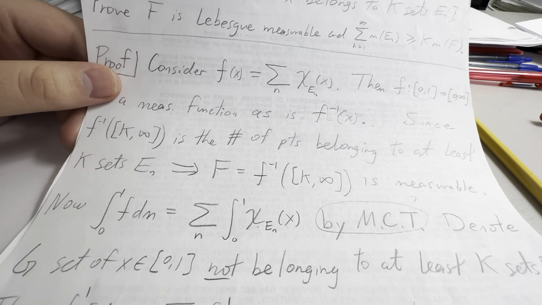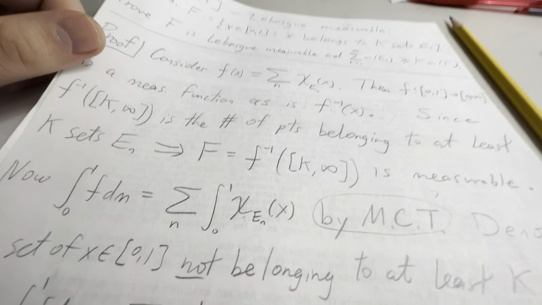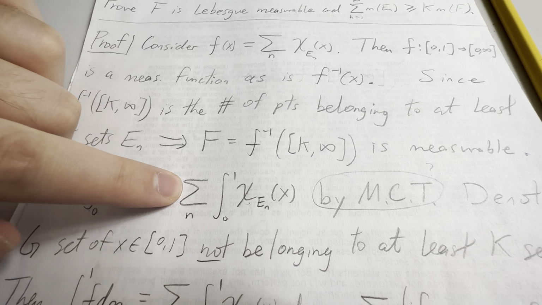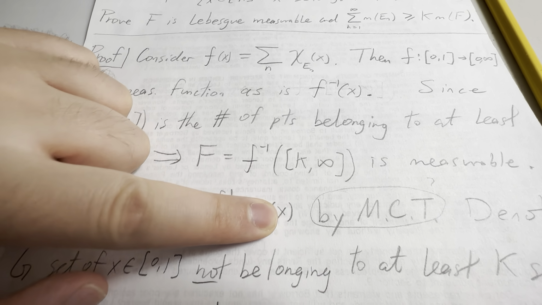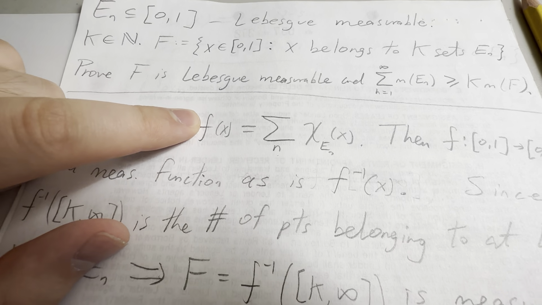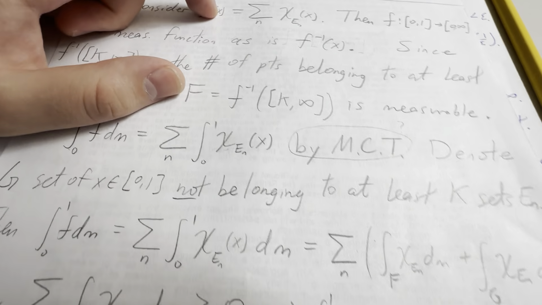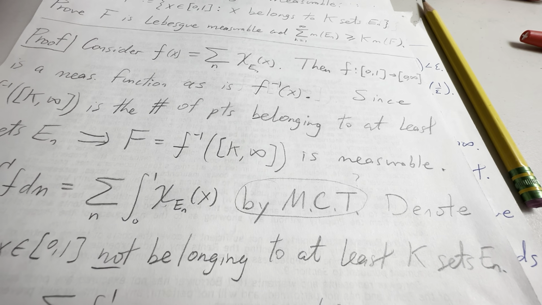So the integral of f, again, m is our Lebesgue measure. The integral from 0 to 1 can be rewritten as the sum of the integral from 0 to 1 of the characteristic function of En. All I'm doing here is putting an integral sign here, and then swapping these two. And then I write by monotone convergence theorem, and I put a question mark near it.